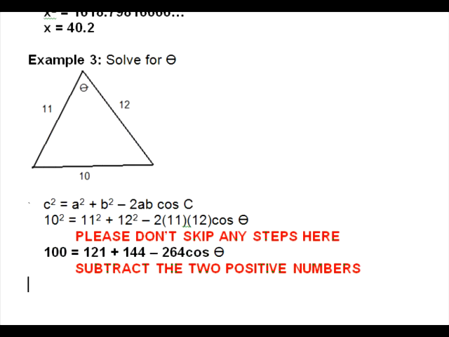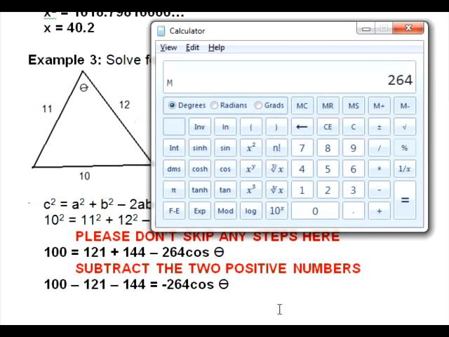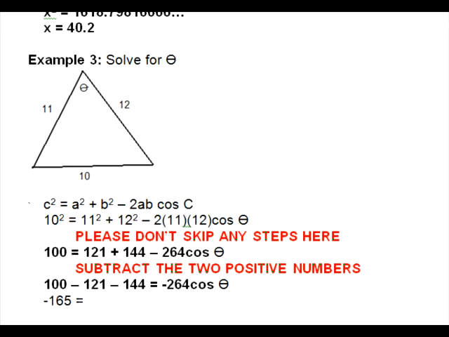Okay, because we're going to leave the last one. So I'm going to just do this as 100 minus 121 minus 144 equals negative 264 cos theta. I'll neaten that up and use my calculator. 100 minus 121 minus 144 equals negative 165 equals negative 264 cos theta.